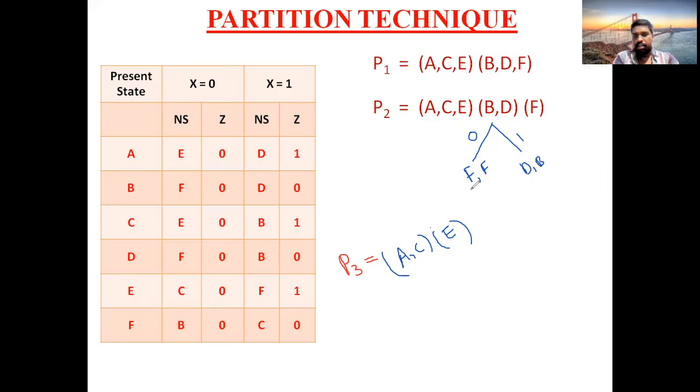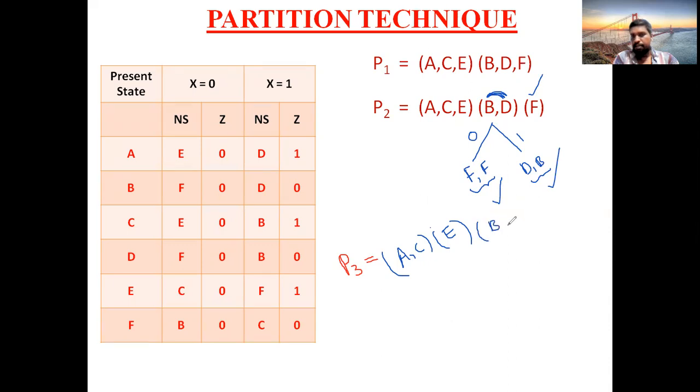See here, F comma F means single F. Yes, single F is in a group. D comma B, yes, D comma B are in the same group. So this is satisfied, this is satisfied. So no need to break this group.